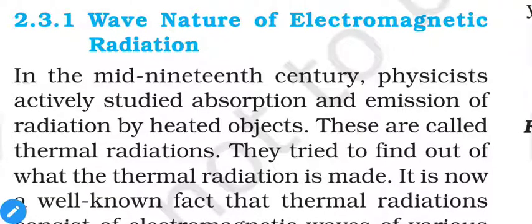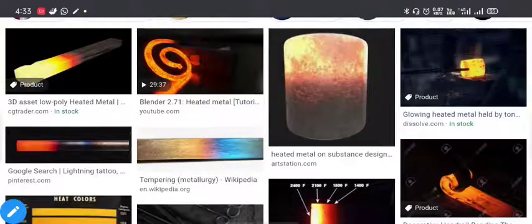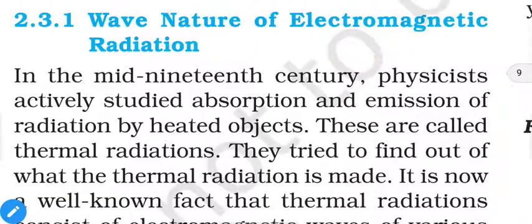So it is one type of emission of energy. Physicists actively studied absorption and emission of radiation by heated objects. These are called thermal radiation. For example, when we heat metals to extremely high temperatures, they start glowing, as we can see in these images. That means they are emitting energy in the form of electromagnetic radiation in the visible light range. That's why we can see this type of glow coming out of metal. Okay, so this is called thermal radiation.